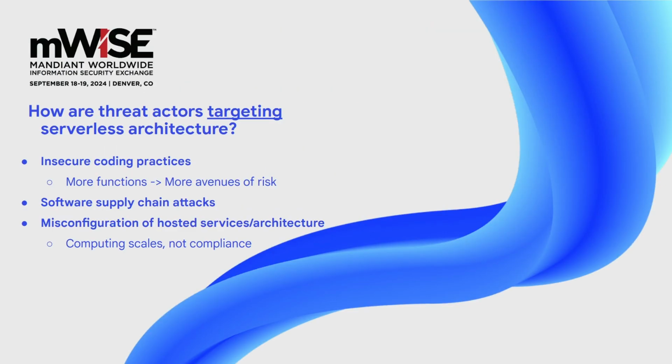Okay, so we talked a lot about the general landscape and some of the trends that we're seeing in threat actors, and I've tried to capture how these things apply to serverless. But let's dive into serverless with a little more detail and granularity here. How are threat actors targeting serverless infrastructure?